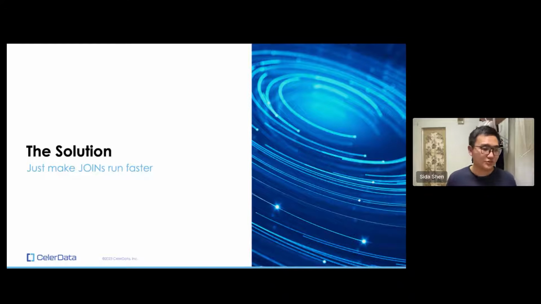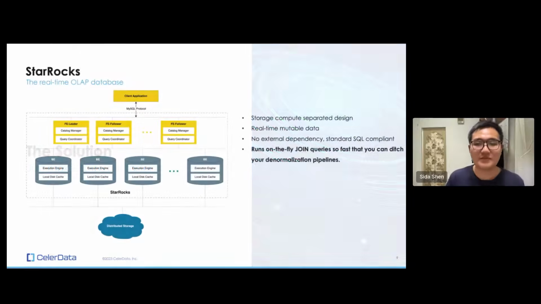So what is the solution? The solution is actually simple, right? Just make joins run faster. So we don't do denormalization anymore. We keep the same data schema between your data source and your serving layer, right? So no table schema changes. Here I want to introduce StarRocks.